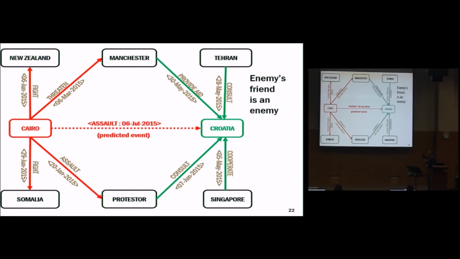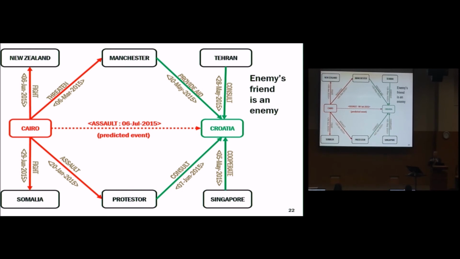So the second path is very similar. Earlier this year, January 20th, Cairo people attacked some protesters, and these protesters also sought help from Croatia people. Okay, it's again enemies, friends. It looks like these two paths are both enemies, friends type of relationship.